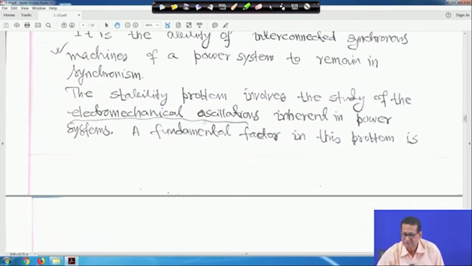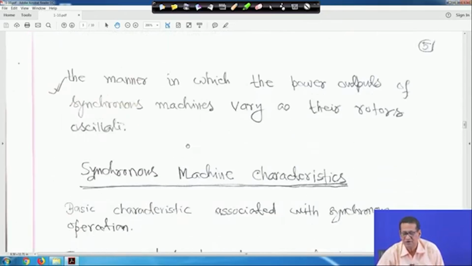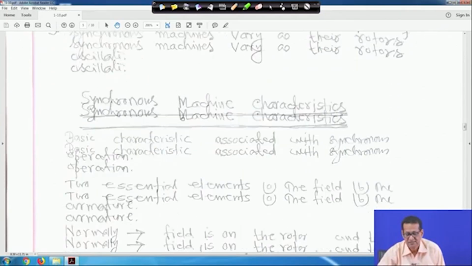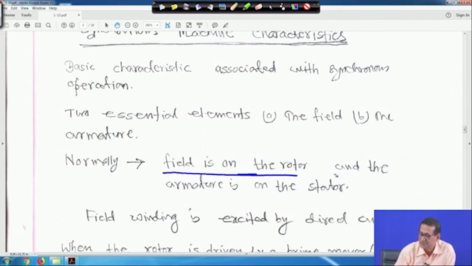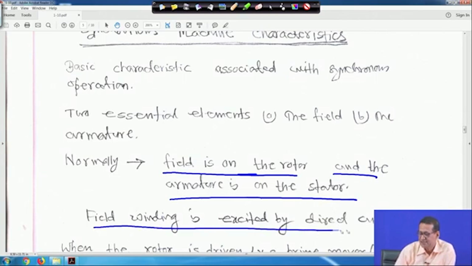The fundamental factor in this problem is the manner in which the power outputs of synchronous machines vary as their rotors oscillate, right. Now, synchronous machine characteristics, the basic characteristics associated with synchronous operation: the essential elements are the field and the armature. For those who have already studied electrical machines, you have to see the field and the armature. Normally the field is on the rotor and the armature is on the stator for a synchronous machine, right, and the field winding is excited by direct current. So how is this field excited by direct current, what is this mechanism?